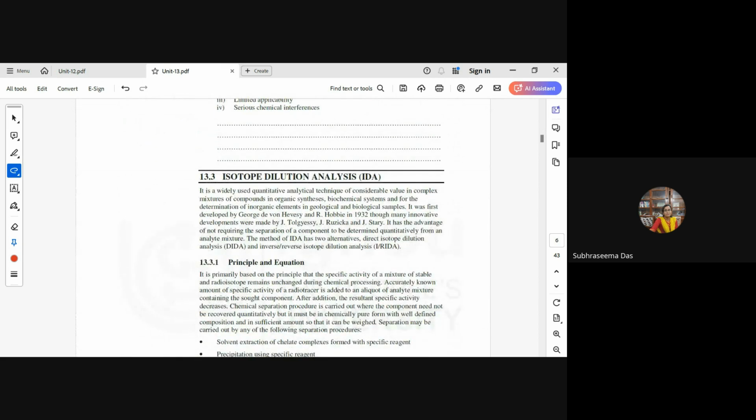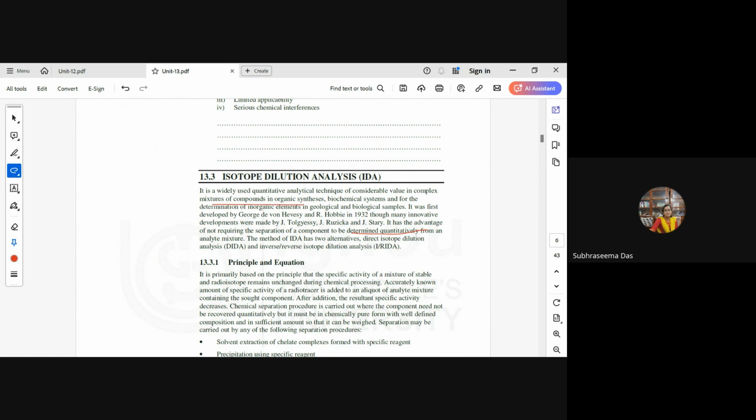Then we'll start with an analytical technique called isotopic dilution analysis, or IDA. This technique is of considerable value, particularly for complex mixtures of compounds in organic synthesis, biochemical systems, and the determination of inorganic elements. It was first discovered by George de Hevesy, and it has the advantage of not requiring the separation of a component to be determined quantitatively from an analyte mixture.